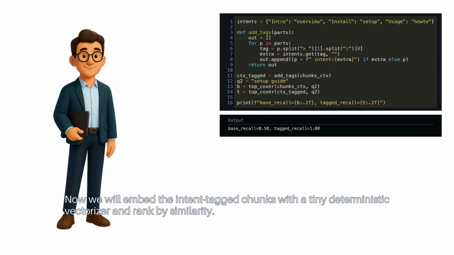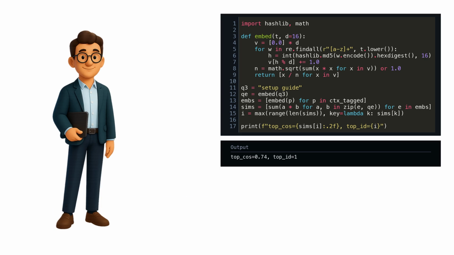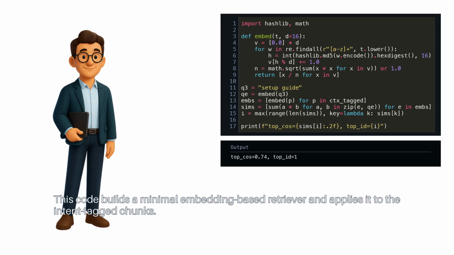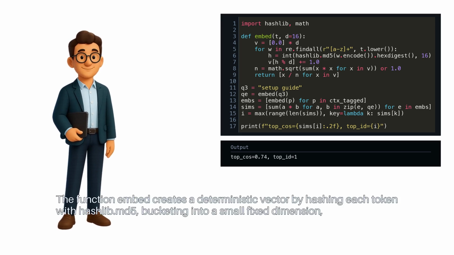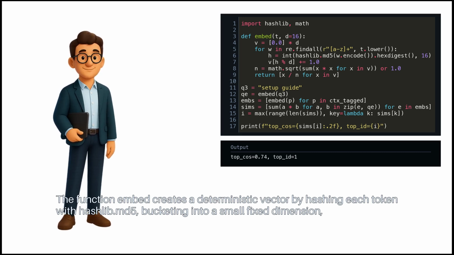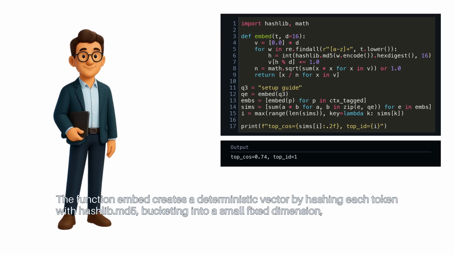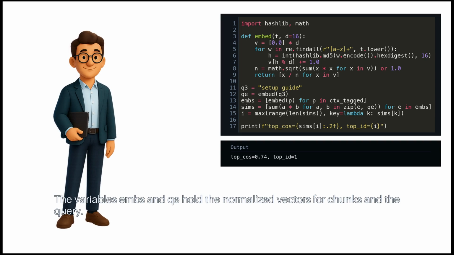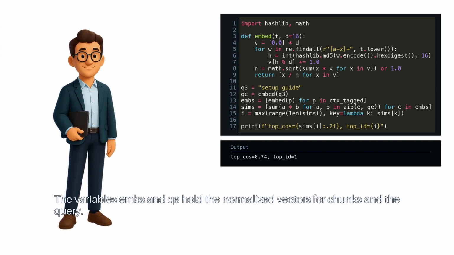Now we will embed the intent tag chunks with a tiny deterministic vectorizer and rank by similarity. This code builds a minimal embedding-based retriever and applies it to the intent tag chunks. The function embed creates a deterministic vector by hashing each token with hashlib.md5, bucketing into a small fixed dimension, and L2 normalizing the result. The variables ems and q hold the normalized vectors for chunks and the query.